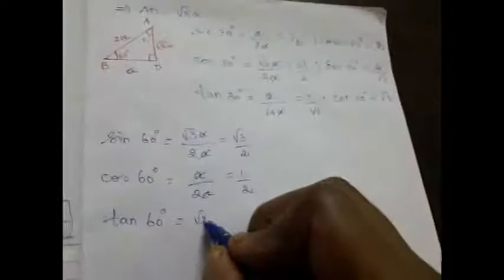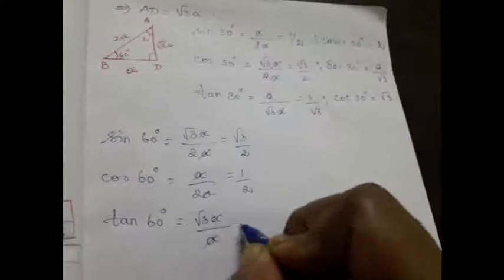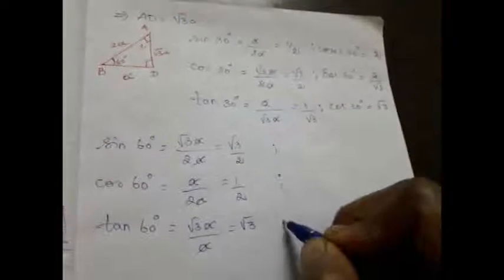Then tan 60 is opposite divided by adjacent, so root 3a divided by a, which is nothing but root 3, right? So with this we can define what is cosecant. Cosecant 60 is going to be 2 by root 3. Secant 60 is going to be 2. Cot 60 is going to be 1 by root 3. Thus we got all the trigonometric ratios for our specific angles 30 degree and 60 degree.